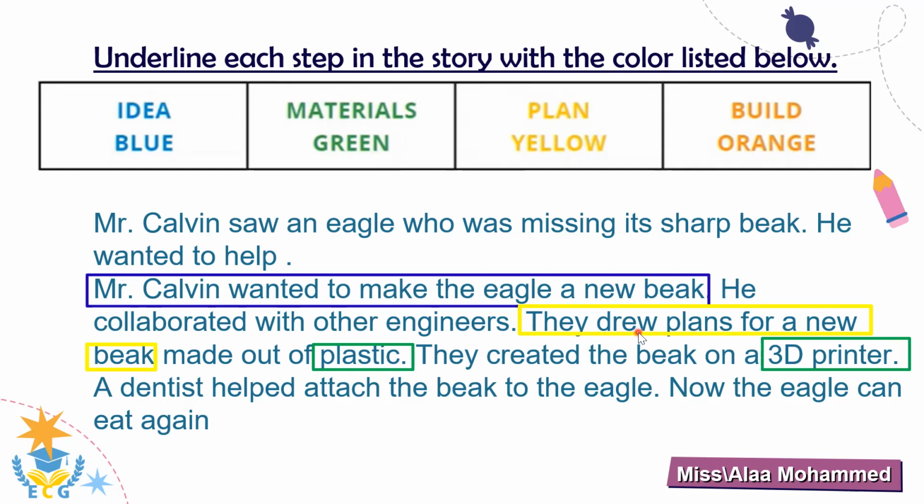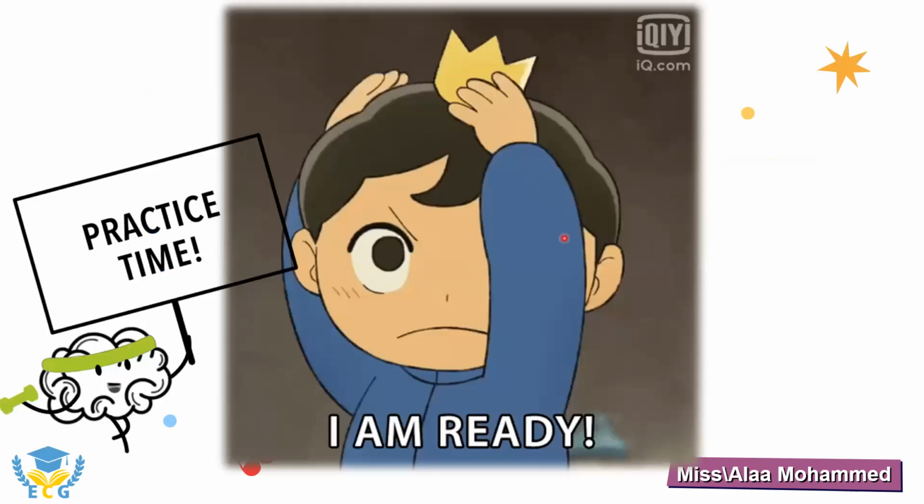So, where is the build? They created a beak on a 3D printer and the dentist helped attach this beak. This is how they helped the poor eagle to fix his beak again, right? This is what we mean by the engineering design process, to help fix things.